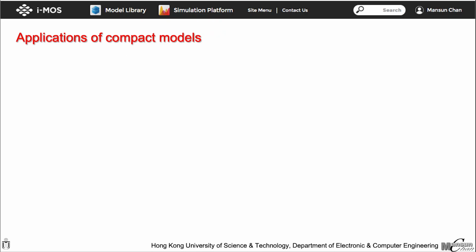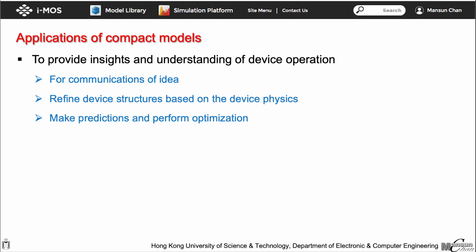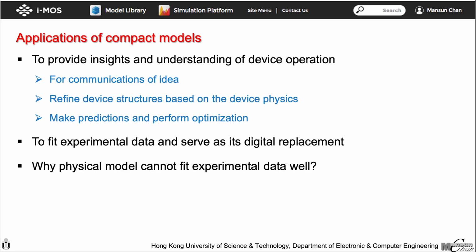In practice, a compact model usually serves two different purposes. First, it is expected to be physically accurate in order to provide insight and understanding of device operation. This understanding allows researchers to exchange ideas, refine device structures, and make predictions that contribute to optimization and decision-making processes. Secondly, it should also be mathematically flexible to fit all measurement data. It is difficult to achieve both.